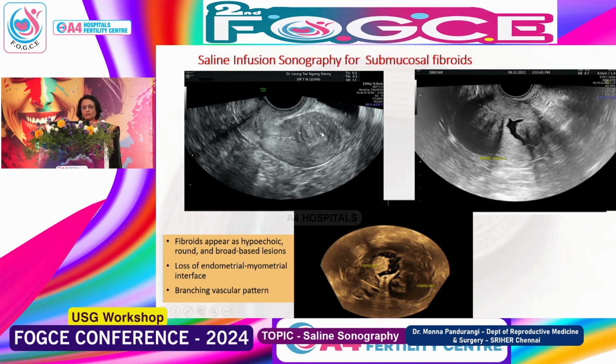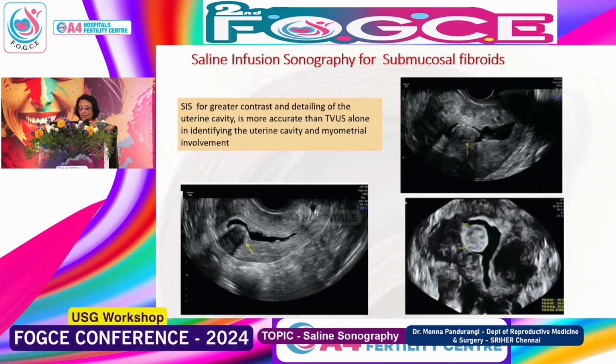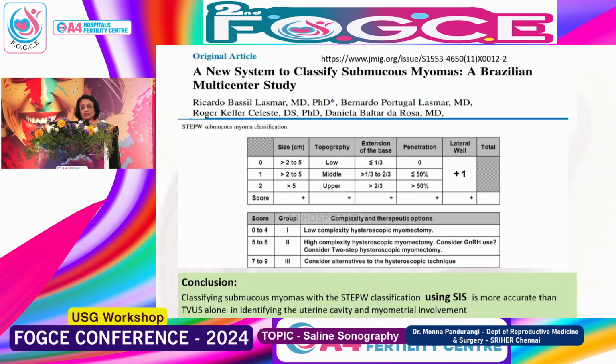Now this is a scan wherein you are seeing a submucous fibroid. But how much is projecting within the endometrial cavity, we are not sure. Fibroids appear as hypoechoic areas, with loss of endometrial myometrial junction and a branching vascular pattern. But if you fill this cavity with some fluid, you can exactly say how much is projecting in. You can do your FIGO classification and decide as per the STEP-W classification whether the hysteroscopy is going to be difficult or easy, and it has been shown by this study that using SIS along with 3D can help in scoring this system better than doing TVS alone.